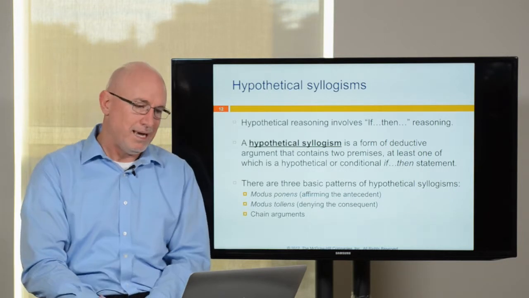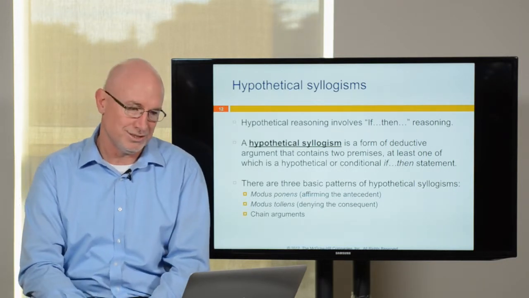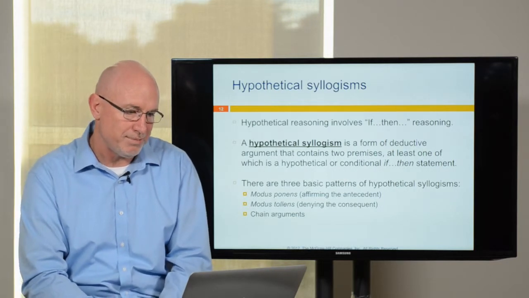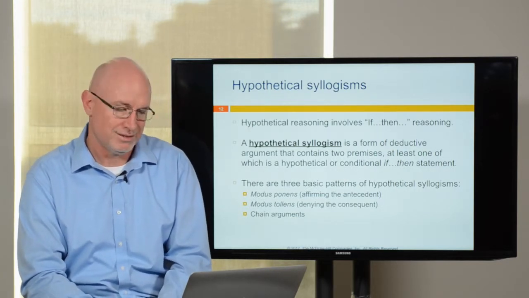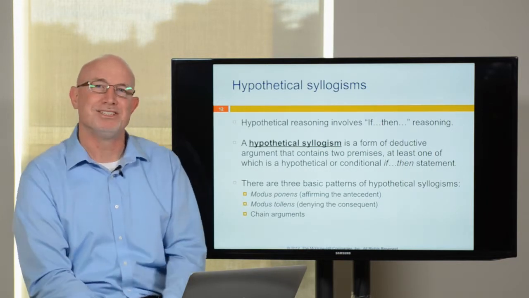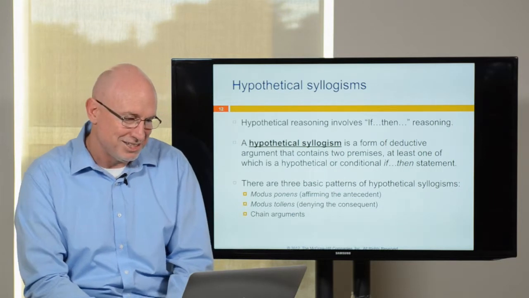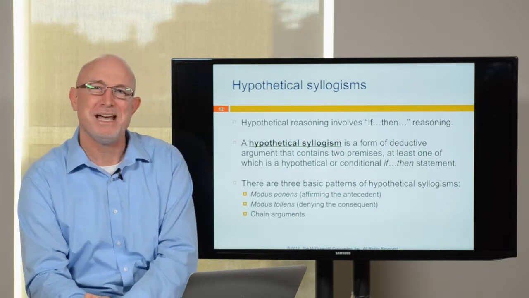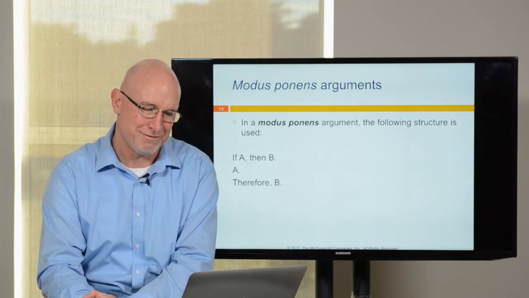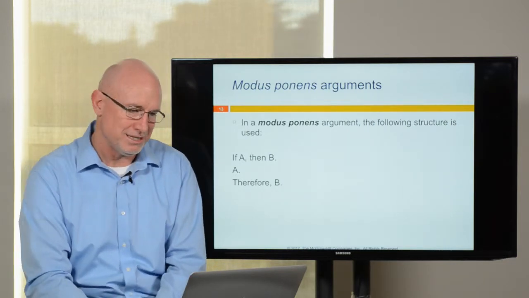A hypothetical syllogism is a form of deductive argument that contains two premises, at least one of which is a hypothetical or conditional if-then statement. There are three basic patterns of hypothetical syllogisms: modus ponens, modus tollens, and chain arguments. Those are fancy names, but they help us to identify different forms of hypothetical syllogisms within deductive arguments.